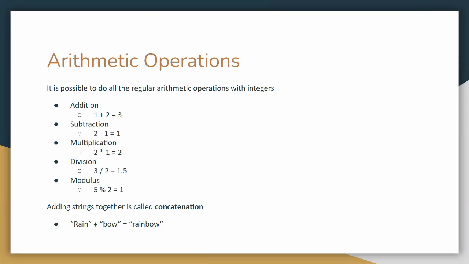Okay, so first talking about arithmetic operations that we can do with integers and with strings. So first for integers, you can do the regular addition, subtraction, multiplication, division, and you'll notice that there's a fifth operator called the modulus operator, which basically just gives the remainder of an equation. So for example, 5 mod 2 would equal 1 because the remainder of 5 divided by 2 is 1. In the same way, if I were to do 7 mod 3, the remainder of 7 divided by 3 is 1, so 7 mod 3 would also be 1.